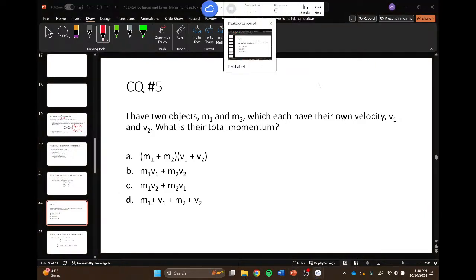I have two objects, M1 and M2, which each have their own velocity, V1 and V2. What's the total momentum of those two objects? Is it (M1 plus M2) times (V1 plus V2)? Is it M1 V1 plus M2 V2? Is it M1 V2 plus M2 V1? Or is it M1 plus V1 plus M2 plus V2? What is the answer?